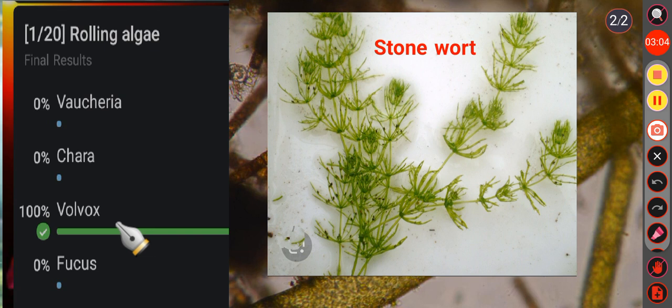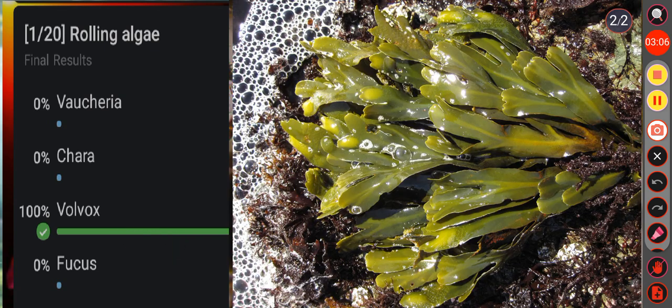Then the last option, that is Fucus. We know Fucus is a genus of brown algae found in the intertidal zones of rocky seashores almost throughout the world. Commonly, Fucus is called rockweed. But here, rolling algae is Volvox.